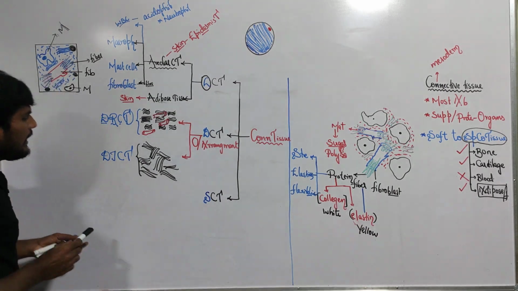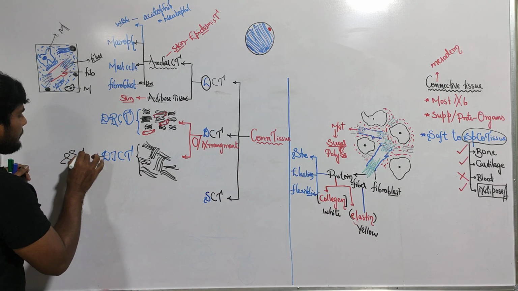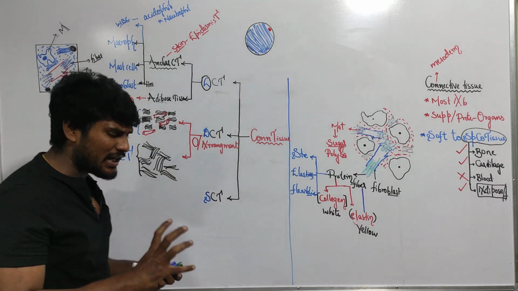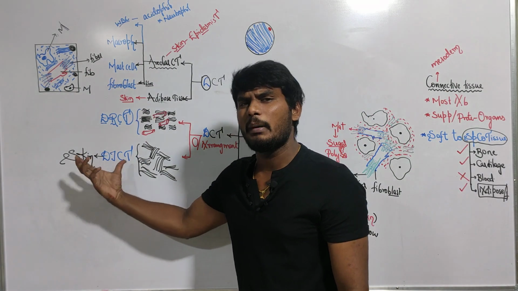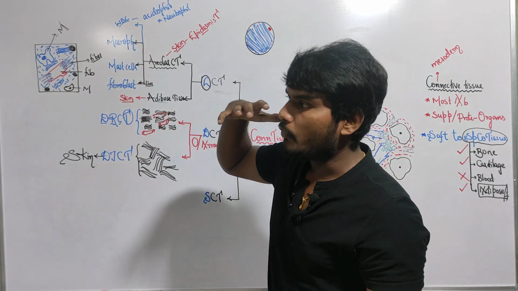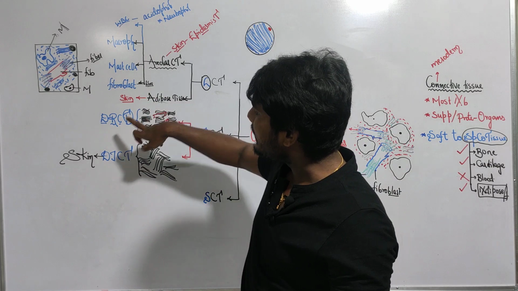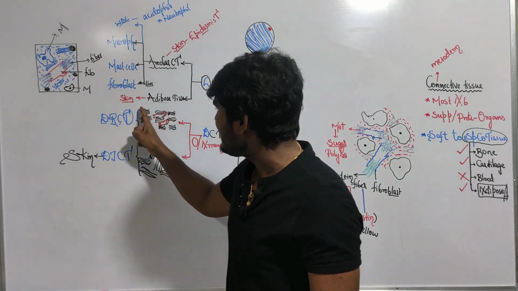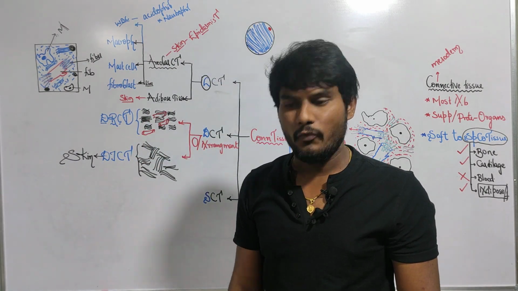Blindly remember that dense irregular connective tissue is present under the skin, or covering the visceral organs. Under the skin we have areolar connective tissue and adipose tissue, as well as dense irregular connective tissue. Now come to the dense regular connective tissue. Where is it present?